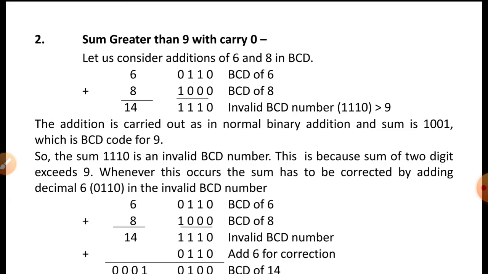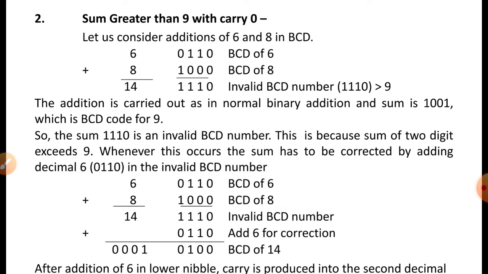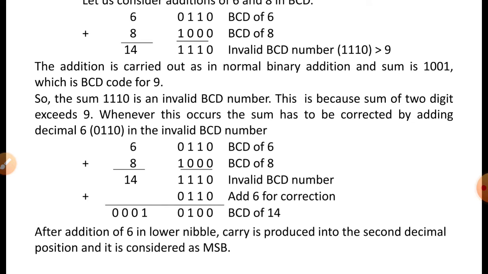If the result is more than decimal 9, the result we are getting is an incorrect BCD number. As per the rule of BCD addition, if the result after adding two BCD numbers is more than decimal 9, we have to add decimal 6 to it. After adding decimal 6, whatever result we get will be in the correct BCD form.